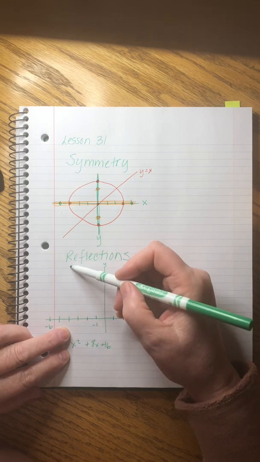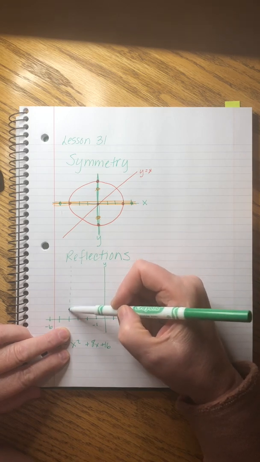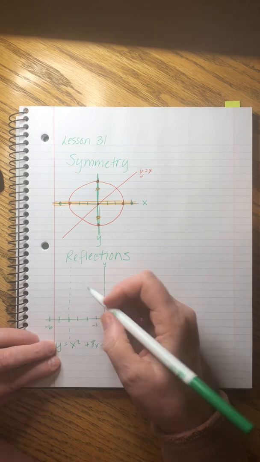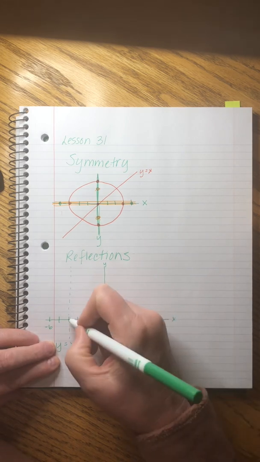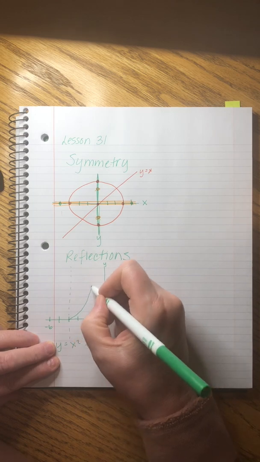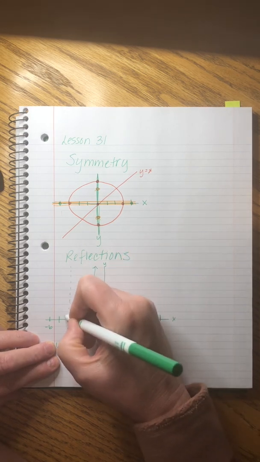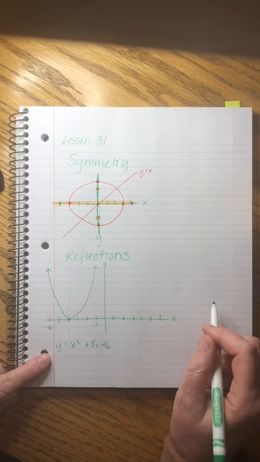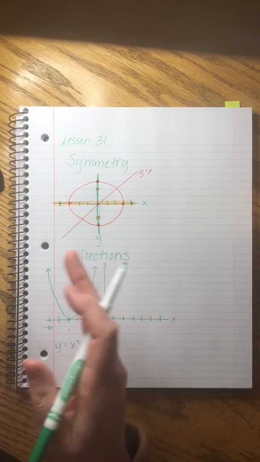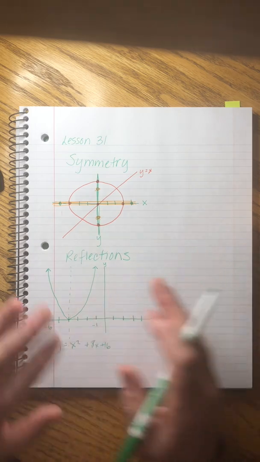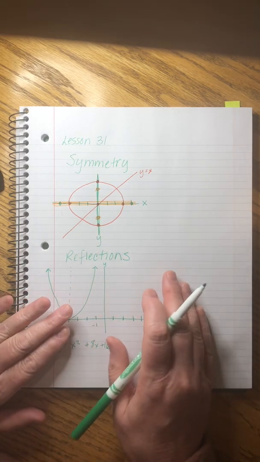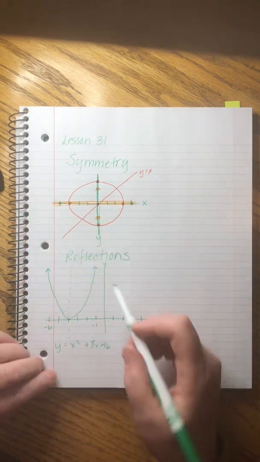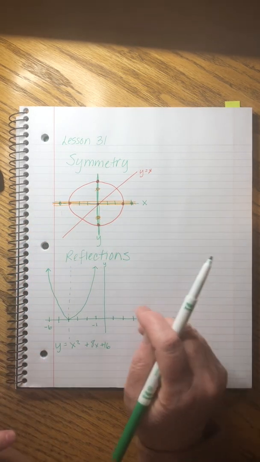Now, I know this is sort of cheating because we haven't been doing a lot of graphing of parabolas yet. But just work with me. It looks kind of like this. Okay, the specifics aren't the important part. Now, let's say that we wanted to reflect this across the y-axis, okay? We want to create another graph just like this over here on the y-axis.